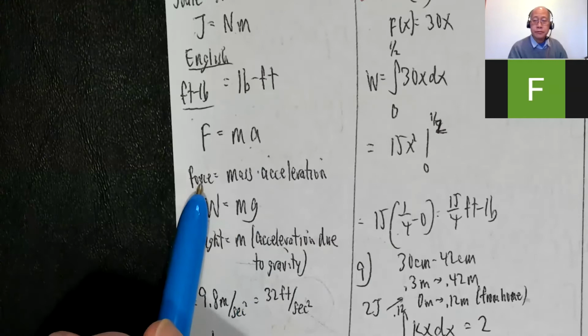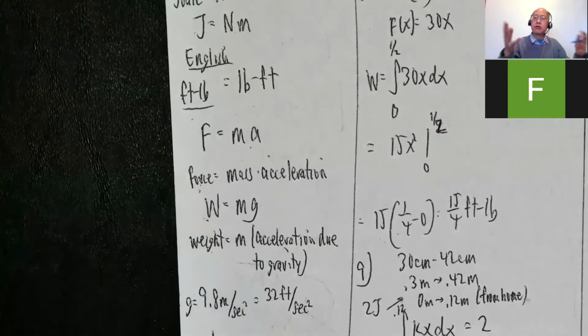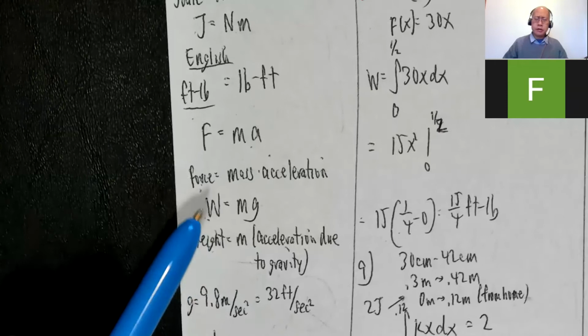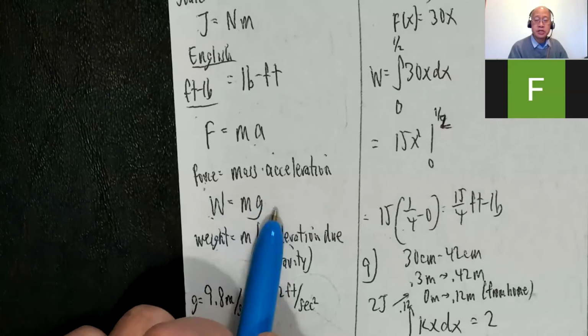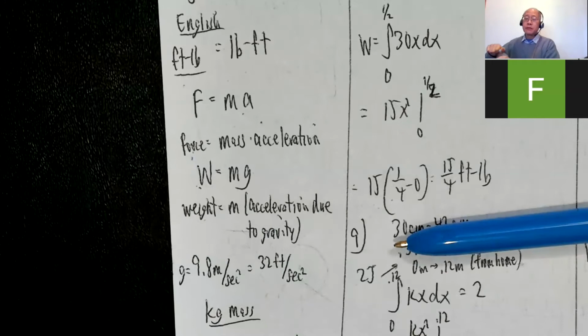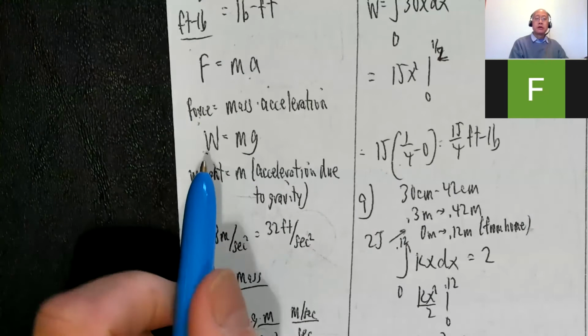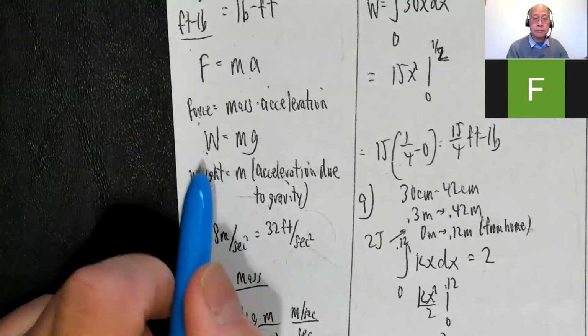So when you weigh something, like your own weight, your weight is the force that pulls you down toward the earth. So weight is mg. g is acceleration due to gravity. And we even need that from time to time. So put these constants down on your cheat sheet. F equals ma, a specific example of that is weight is mg.